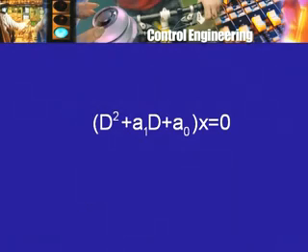Let us look at the solution of the second order linear differential equation with constant coefficients, which is also homogeneous. So the equation has the form (D squared plus a1 D plus a0) acting on x equal to 0. I have already introduced the notation D for the derivative as an operator, and I have gone one step further here.